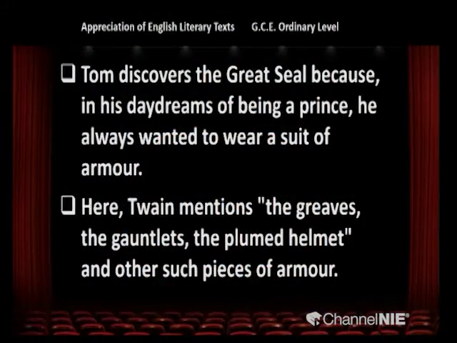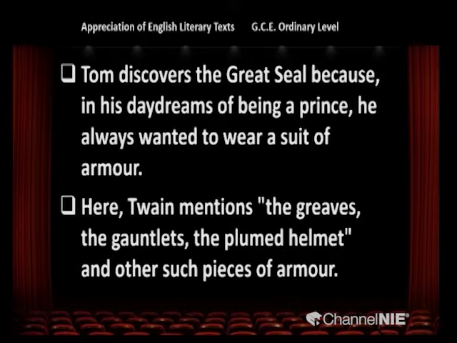So, did you notice he first offers his food to his servants? So, servants are frightened, they never notice it. Tom discovers the great seal because in his daydreams of being a prince, he always wanted to wear a suit of armor. So, you know where the prince hid the great seal. It is inside the suit of armor.